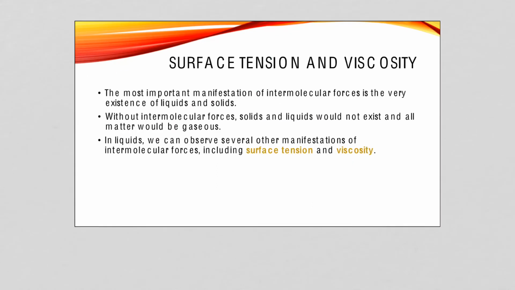So we're going to close out this first video by looking at a couple of properties of liquids that can directly be tied to the presence of these intermolecular forces. And these are surface tension and viscosity. While the most important manifestation of these intermolecular forces is the fact that solids and liquids exist at all, right? Without them, everything would be a gas. And so that's the most important. But a couple of these other important concepts, again, are what we call surface tension and viscosity.